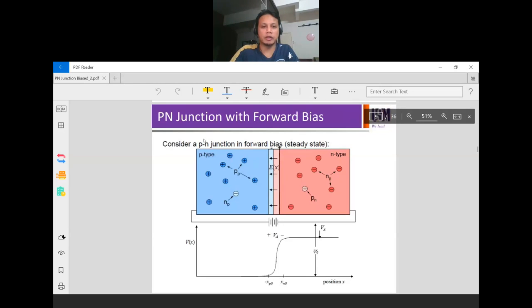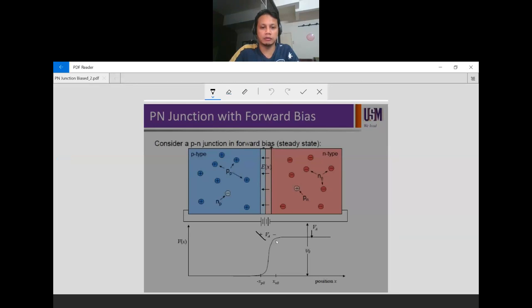This is again the summary of your bias condition. This is a PN junction in forward bias. Forward bias, so those are electric field. This is the connection. Look at the polarity: positive polarity to p-type, negative polarity to n-type. So therefore you have a forward bias condition. That's the VA, the applied bias voltage. Then this one is the barrier height. The barrier height will actually reduce due to the application of the forward bias. Okay, so that's the depletion region.